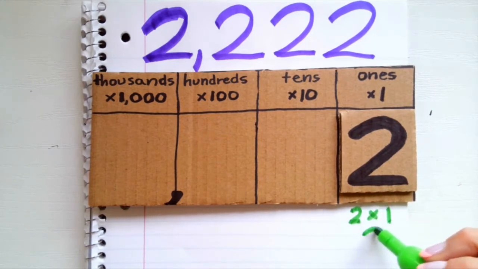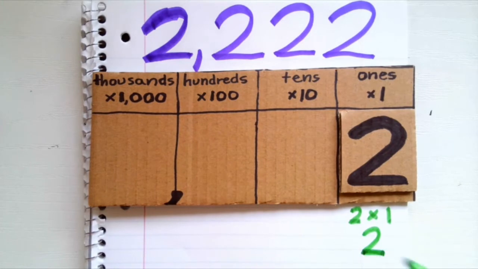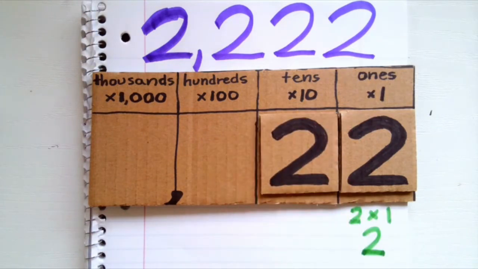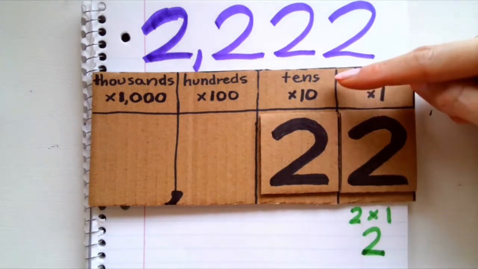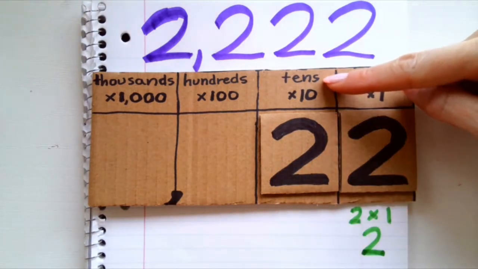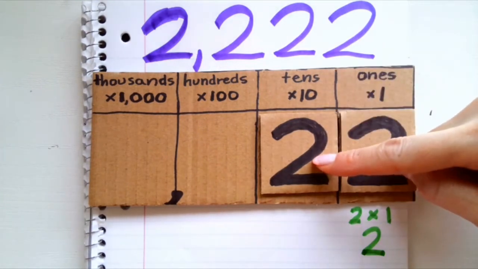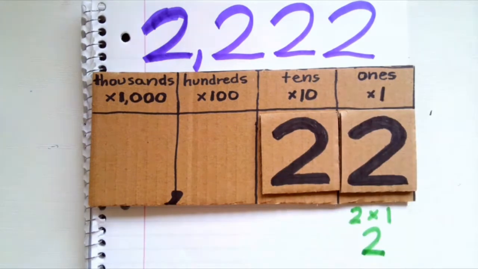Two times 1 is 2. Let's see the next digit. This 2 is counting tens. It is in the tens place. So there are 2 tens, or 2 times 10. What is 2 times 10? Do you remember how to count by tens? Let's take a moment to remember.